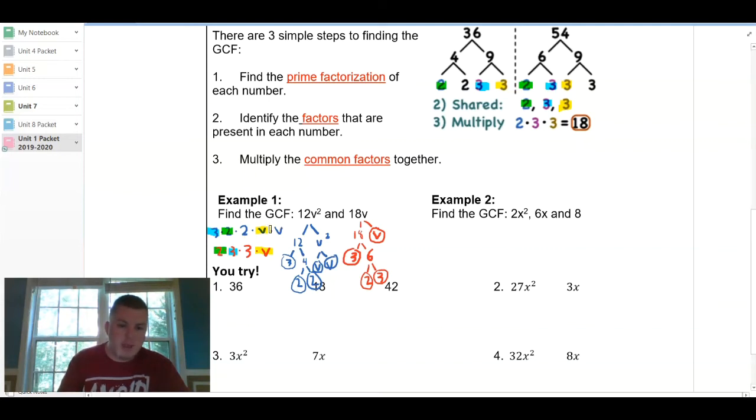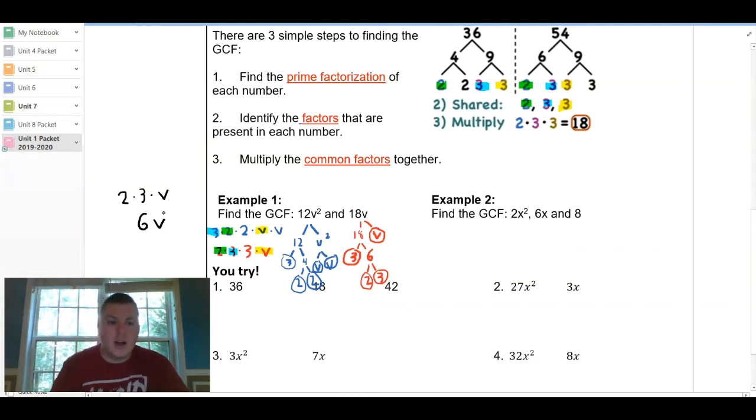I looked to make sure there wasn't anything else matching. We have a 2 and a V up here. We don't have another 2 and a V down here. We have a 3 in the bottom set, but we don't have another 3 in the top set, so that's all we have. So I'm going to multiply out the ones that were shared. I had a 2, a 3, and a V. And when I multiply together, that's going to give me 6V.